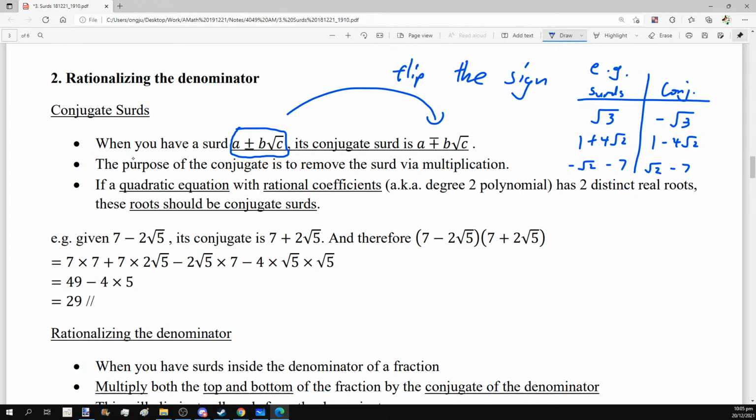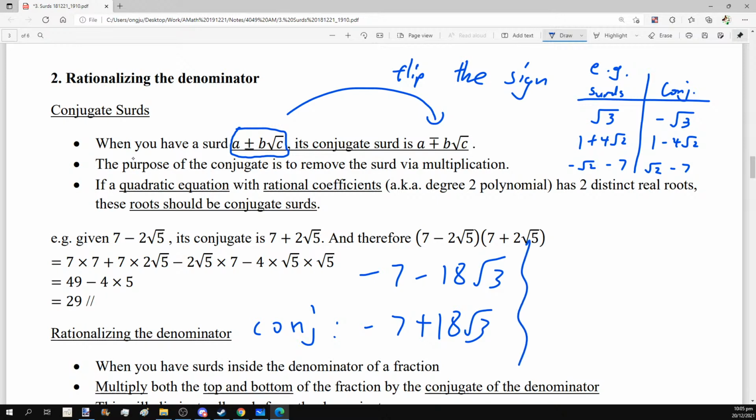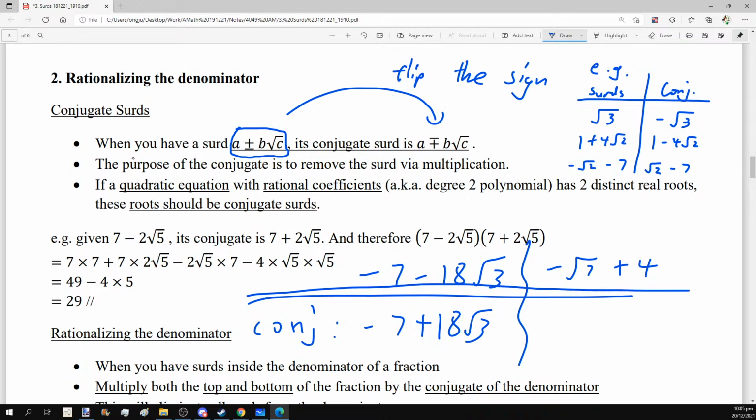So if I have, for example, negative 7 minus 18 root 3, then the conjugate will be negative 7 plus 18 root 3. We flip the square root portion. If I have negative root 7 plus 4, then the conjugate will be positive root 7 plus 4, not negative root 7 minus 4. Again, always attack the square root term.